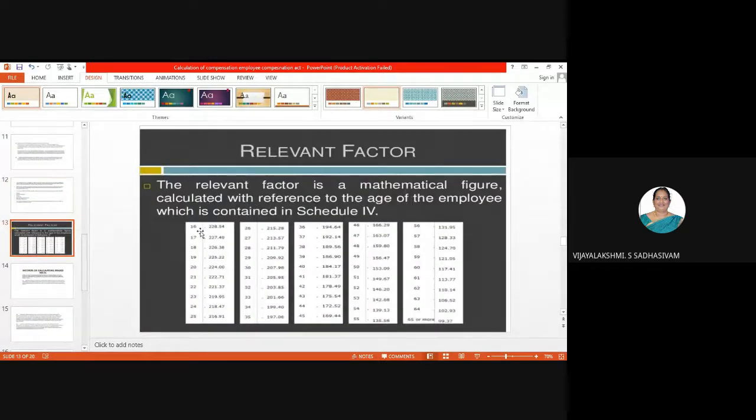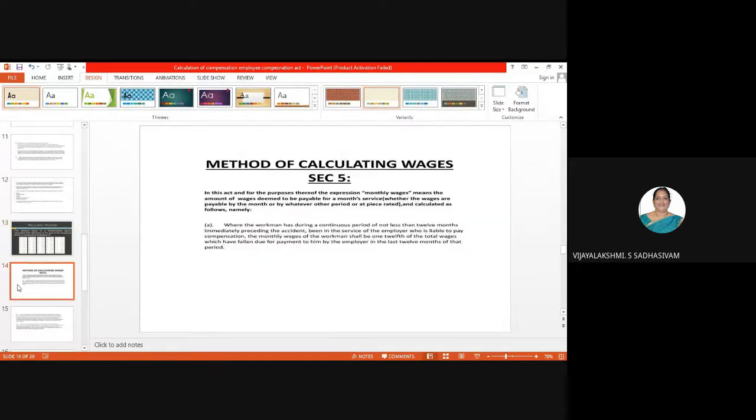And I have already mentioned this relevant factor to you. Based on the relevant factor, the factor here is age. The first column is his age and the second is the relevant factor, and this is Schedule 4. So based on Schedule 4 only, these compensations are paid.